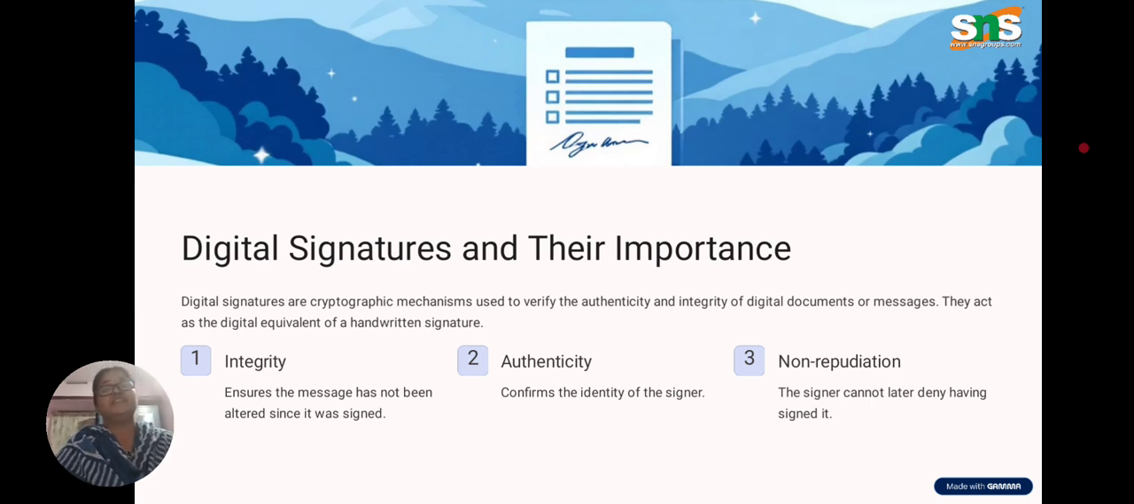Next is digital signatures. Here we understand digital signatures. They are like electronic signatures used to verify identity. Digital signatures provide three main features: integrity, authenticity and non-repudiation. Integrity means the message is not changed. Authenticity confirms the sender's identity, and in non-repudiation, the sender cannot deny sending the message. This is very important in banking, legal documents and secure communications.